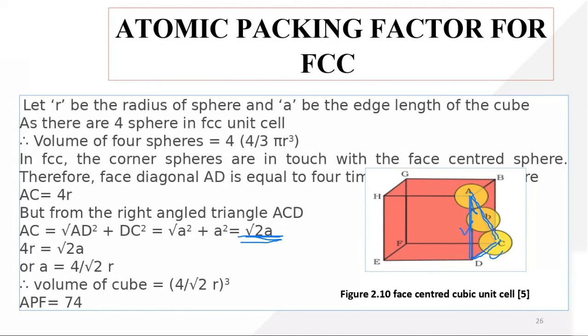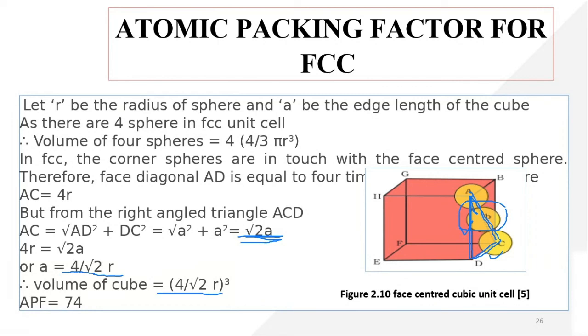So 4R is then equal to square root 2 a, because 2R is for this face atom, and 1R and 1R for these a and c atoms. So a, the cube edge, comes out to be equal to 4 by root 2 R. The volume of the cube, we know, is equal to a cube. So in terms of R, you can calculate the volume of the cube.